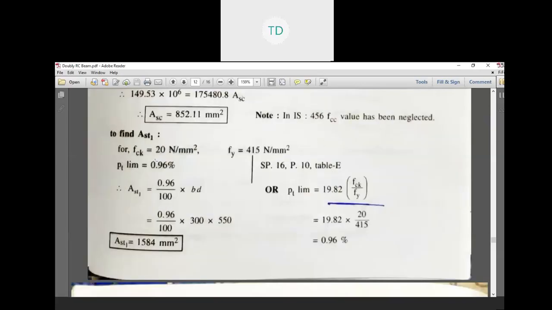Okay. Now to find AST1, we have our equation, and it can also be found from SP16. The equation I already told you in the previous chapter on singly reinforced beam, and also when we started our syllabus, at that time we discussed some terms of this. From that, AST1 is equal to 0.96 divided by 100 into B D, we get AST1 is equal to 1584.